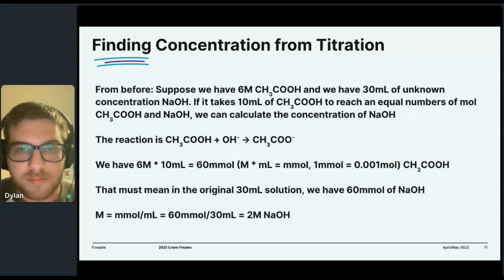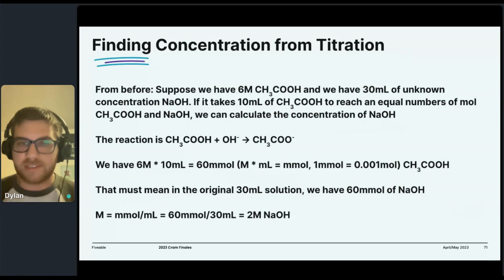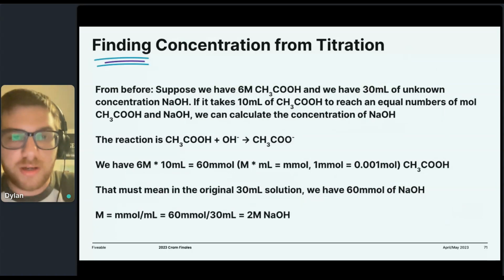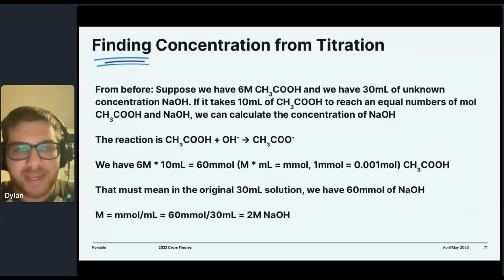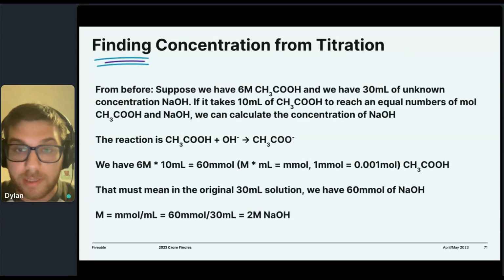Okay, here we go, right? So taking a look at that problem from before. Suppose we have 6 molar acetic acid and 30 milliliters, there we go, of unknown concentration sodium hydroxide. It takes 10 milliliters of acetic acid to reach an equal number of moles of acetic acid and sodium hydroxide in solution. And from there, we can calculate the concentration of sodium hydroxide.